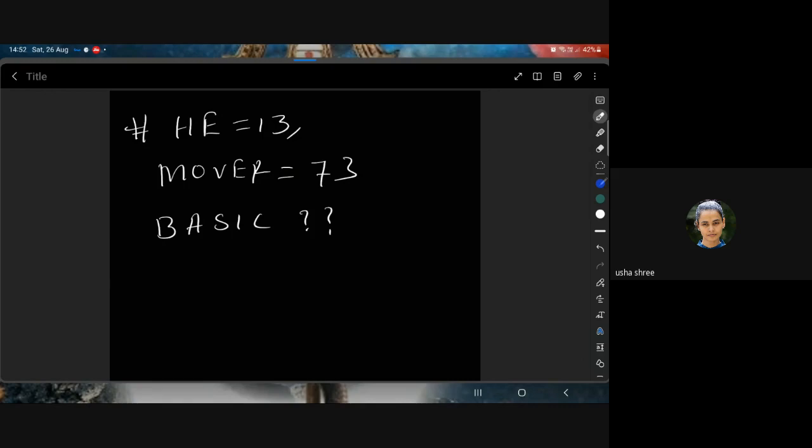These kinds of codes are very simple. More complex coding and decoding messages are being used in intelligence services or high security services. That's why these codes are important. These are very basic things that will be asked in the exam. I think this question was also asked in the exam. What is the code of BASIC? Your clue is HE is equal to 13 and MOVER is equal to 73. Code of BASIC is?